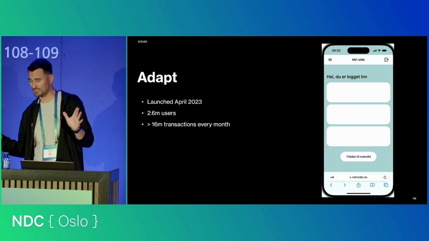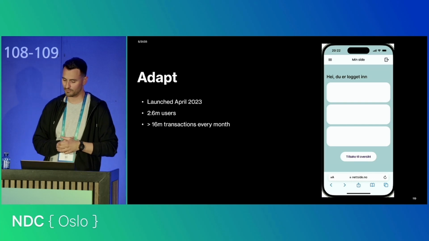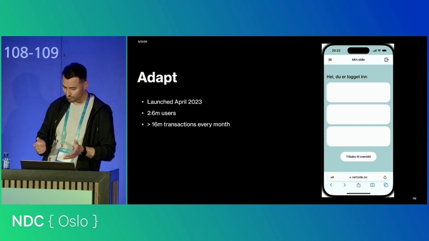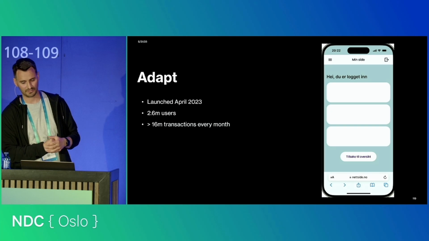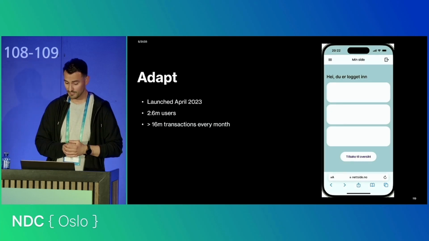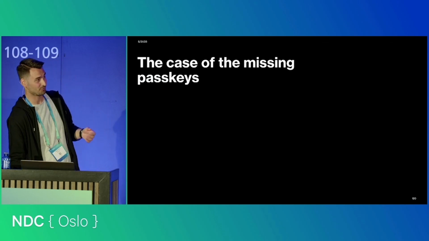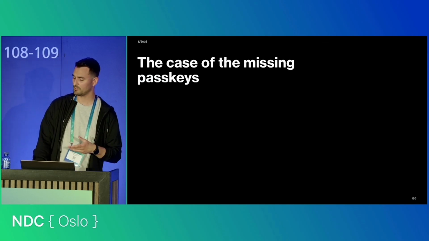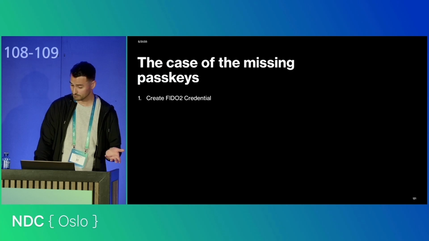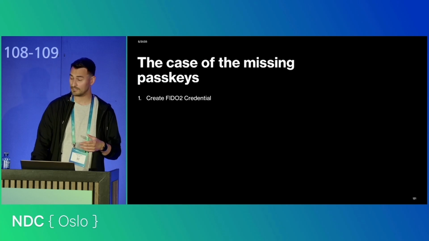Okay, so this was kind of the main plot line in the story of Passwordless BankID, at least so far. But I want to touch on a couple of other smaller but still relevant issues when it comes to implementing and supporting passkeys in real life. For example, the case of the missing FIDO2 credential. So with passkeys, there's a situation that can happen where the user creates a FIDO2 credential, and then they remove their screen lock.